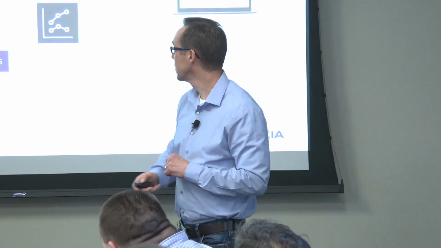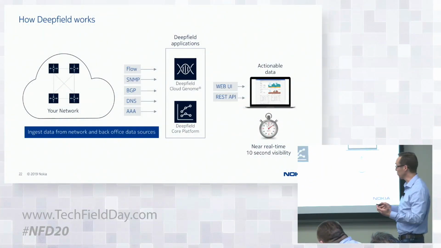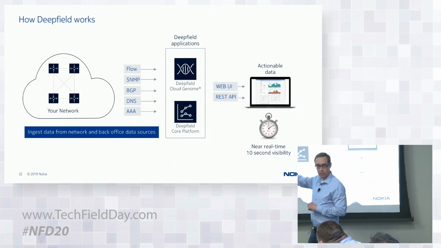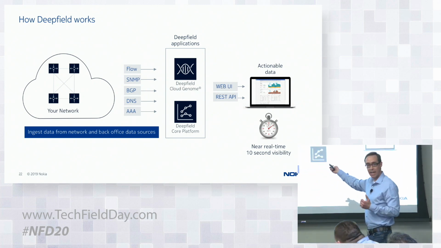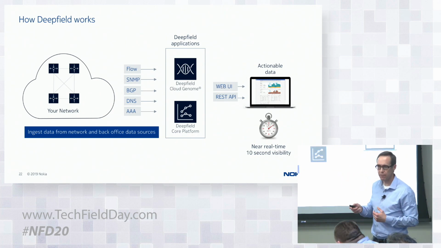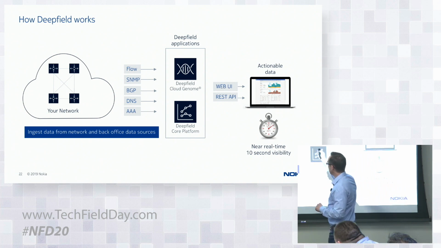I'm going to point it this way. So what are we doing? How do these kind of tools work, right? How does Deepfield work? Well, the first thing that we need is data, right? So we get data from your network. So traditionally, this is your routers, your switches, anything that could export some kind of NetFlow variant, whether it's NetFlow or IPFIX, sFlow, jFlow, cFlow, some kind of flow information, right? And we ingest that data.